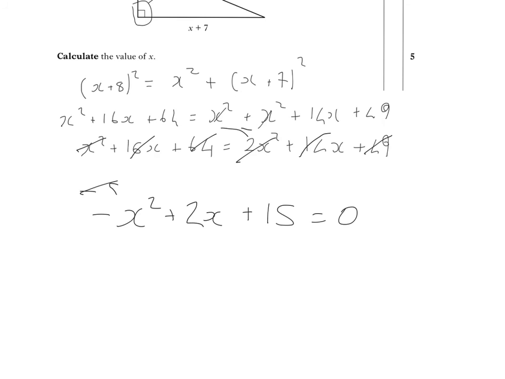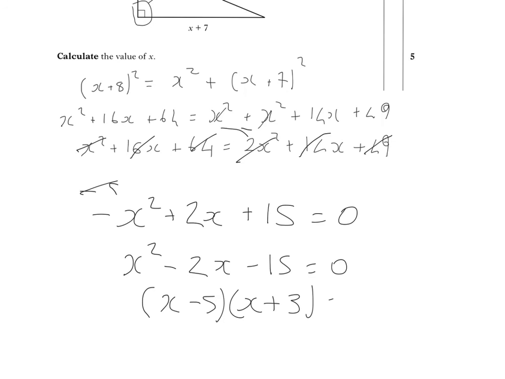Now in terms of factorising this, I'm going to look to make it a positive x squared, so I'm going to multiply the full thing through by minus 1 to get rid of the negative x squared. And that has the effect of changing the sign of everything. So that'll be x squared minus 2x minus 15 is equal to 0. Two numbers that multiply together to give minus 15, add together to give minus 2, just be careful with your signs. But that's x minus 5 bracket x plus 3 is equal to 0.